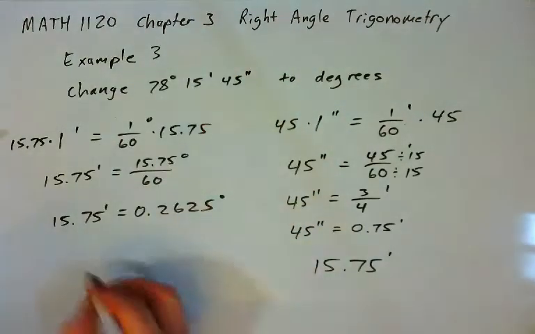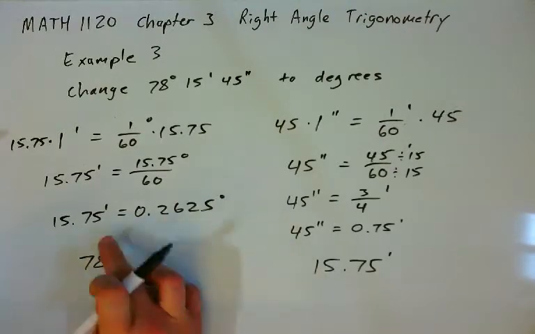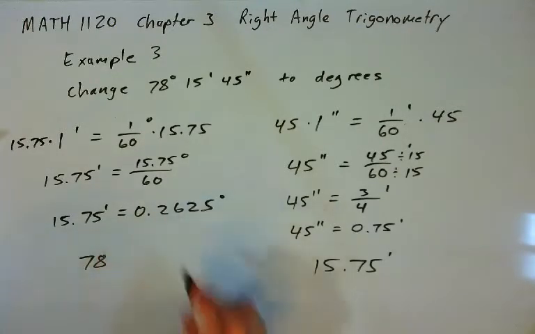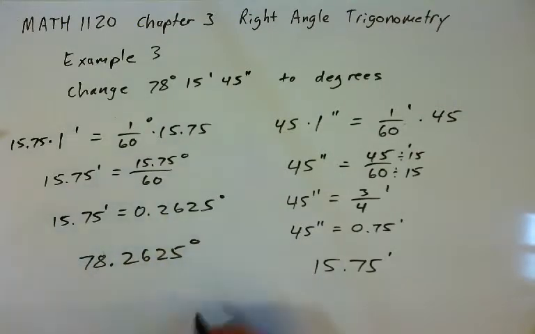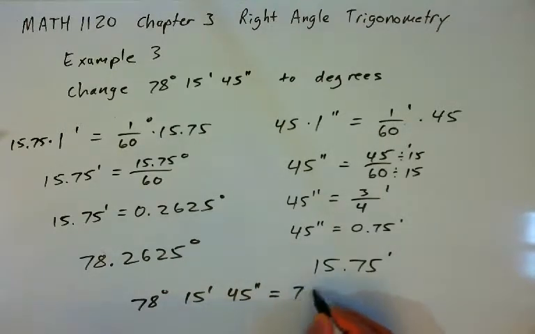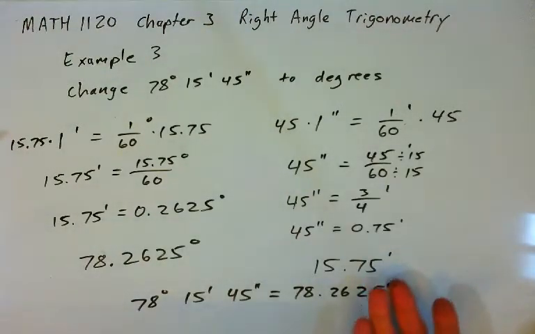So we have 78 degrees altogether, plus another 0.2625. And so 78 degrees, 15 minutes, and 45 seconds is equal to 78.2625 degrees.